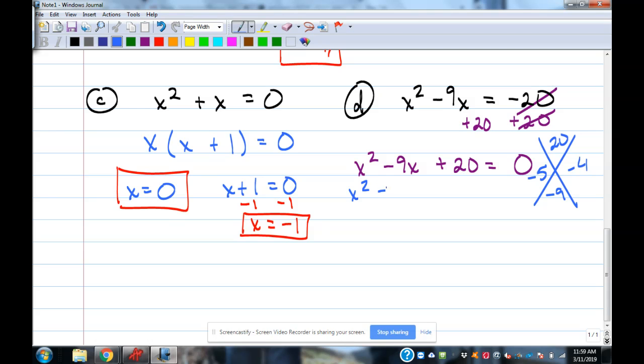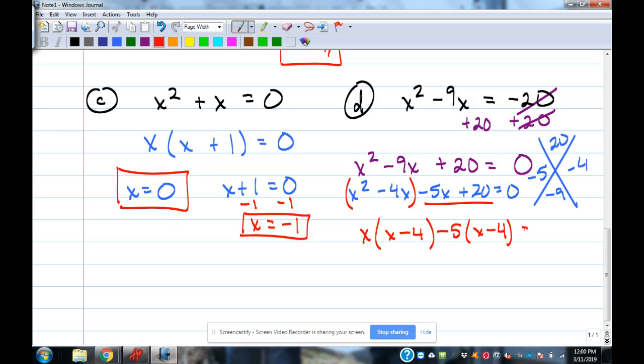X squared minus 4x minus 5x plus 20. Group it. So GCF of the first two: x. What's it leave in parentheses? X minus 4. What do I pull out of the second two? -5. Good job. That'll leave me x minus 4 in parentheses. My factors are then what? X minus 4 and x minus 5. Doesn't really matter what order you put them in.